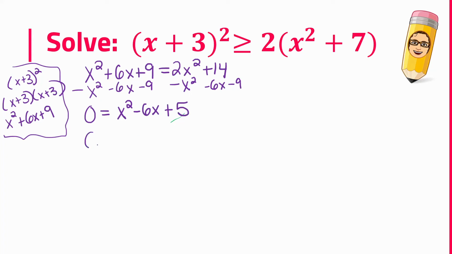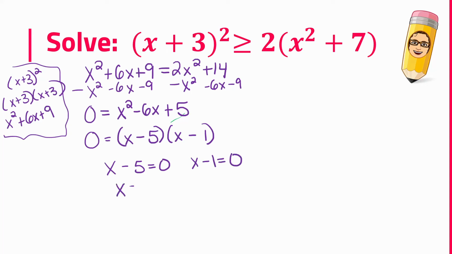Now I need to factor. No GCF hiding. x squared would be an x and an x. 5 is a 5 and a 1. Easy factoring going on here. I need a negative 6, so both negative. Setting each equal to 0, I get x equals 5, and I get x equals 1. Again, I need that number line. 1 goes here, 5 goes there.